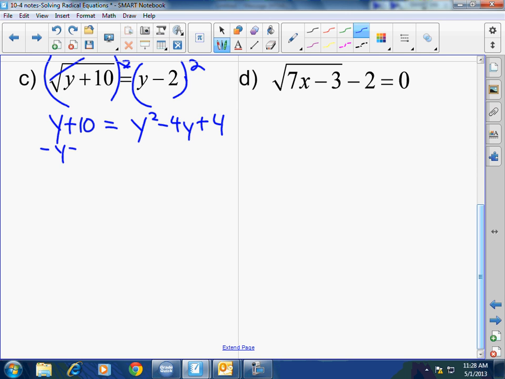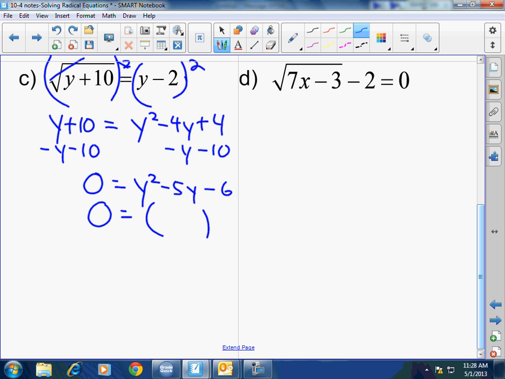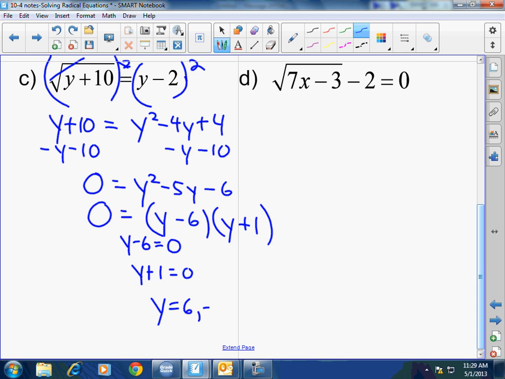Subtract y and subtract 10 to both sides. 0 equals y squared minus 5y minus 6. What times what is negative 6, but when added together is negative 5? It's going to be negative 6 and a positive 1. You got to set y minus 6 equal to 0, y plus 1 equal to 0, so y will equal 6 or negative 1. Now I must plug it in and test this.